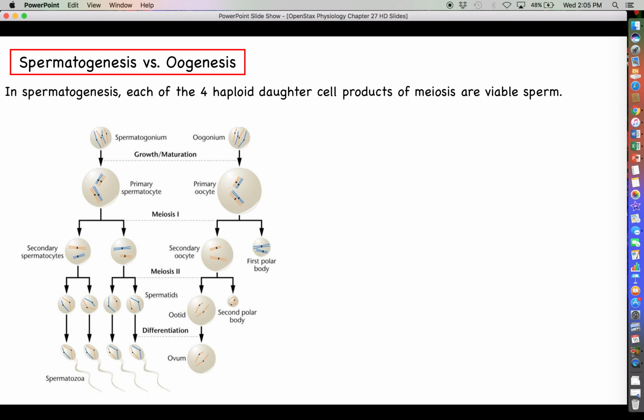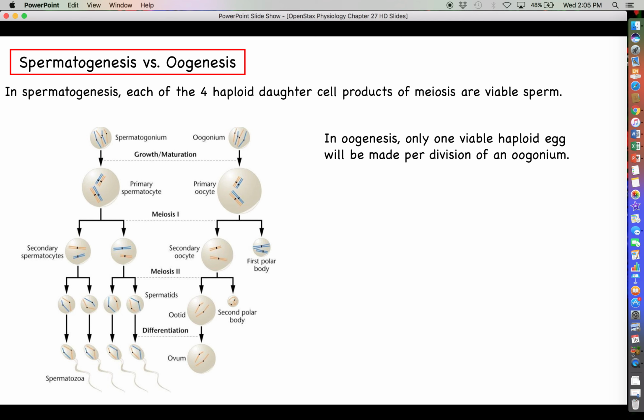Another major difference is that if you focus on spermatogenesis on the left side of this diagram, each one of the 4 spermatozoa that were produced from the division of every one spermatogonium germ cell, each one of those 4 haploid daughter cell products were actually viable sperm that could participate in fertilization. That's not quite the case with oogenesis. With oogenesis, you're only going to get 1 viable egg per division of an oogonium, so you get 4 times less opportunities here.